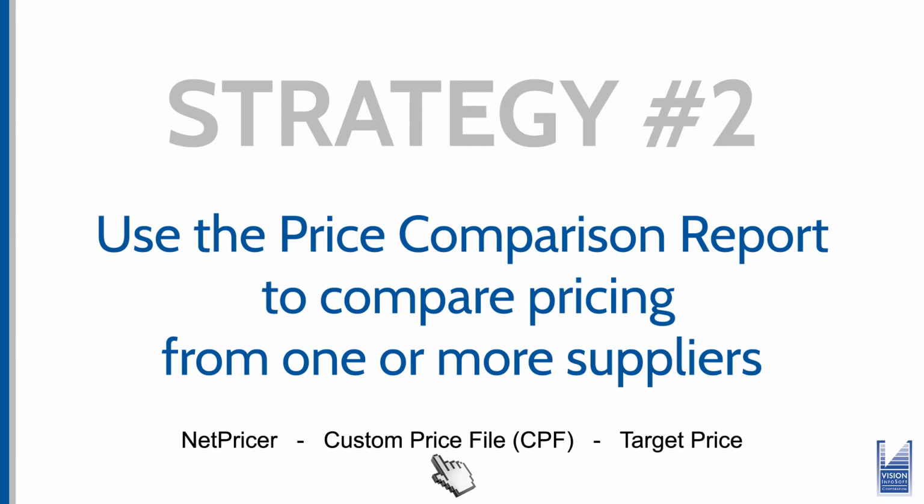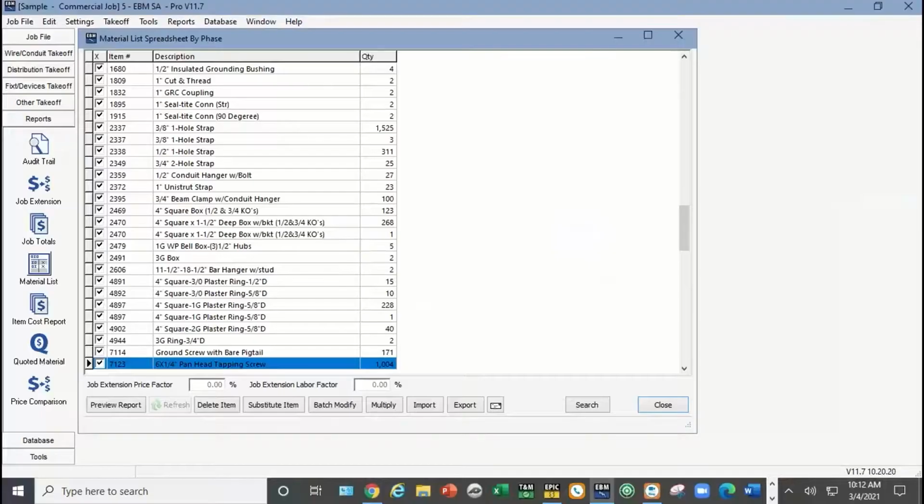Some distributors make it available online, so you just log in and download your latest prices. Others send it to you once a month, once a week. It just depends on what you work out with that supplier. So what that does, it loads into Epic, and then EBM reads those prices from Epic, and you can compare your local distributor's pricing to Target or to other suppliers. So let me show you what that looks like. This is pretty cool. We call it price comparison.